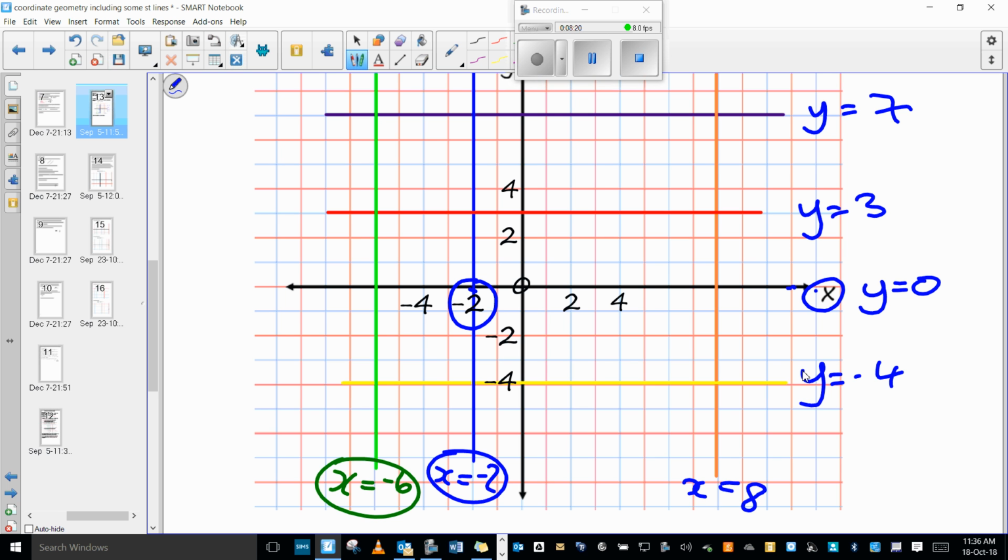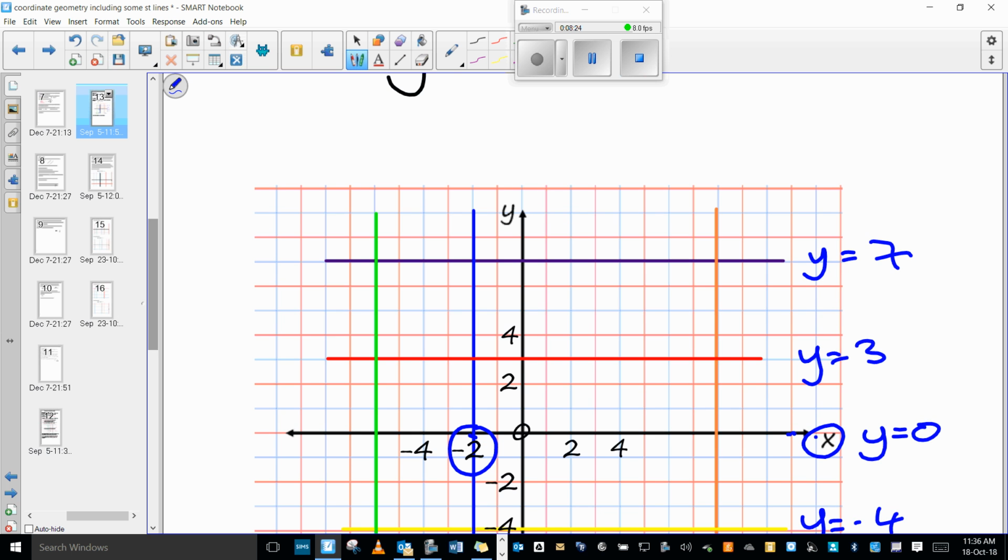Also, or in a similar vein, what's the y-axis going to be called? x equals 0. Okay? Alright. So that's horizontal and vertical lines. They do come up, so you do need to be paying attention to them.